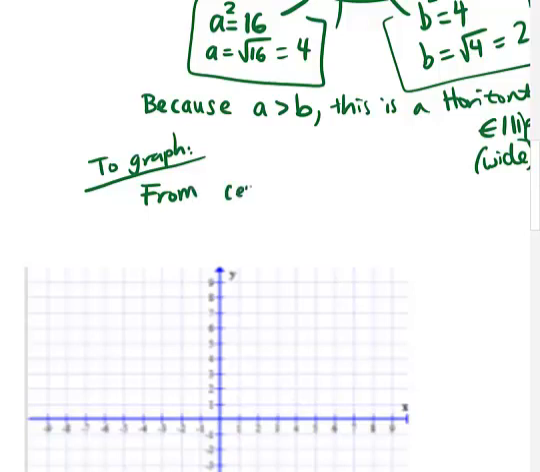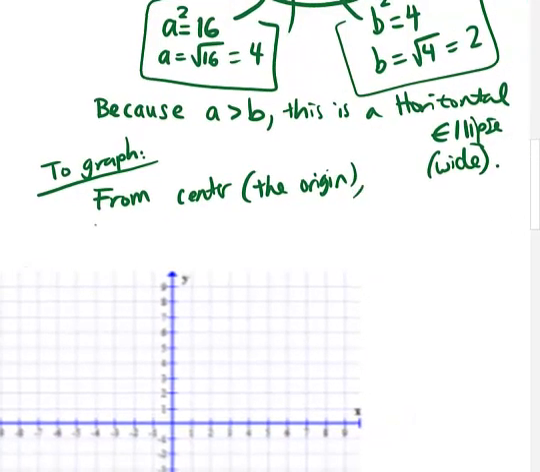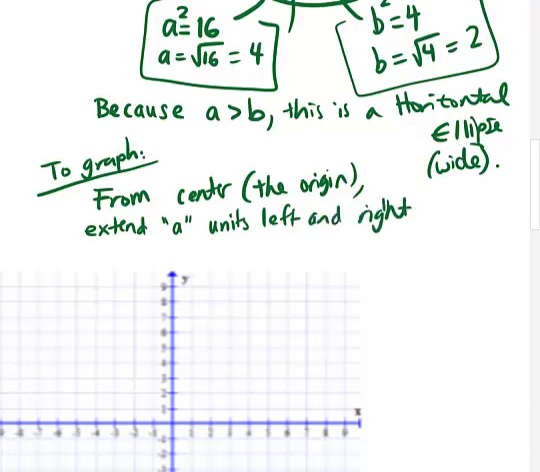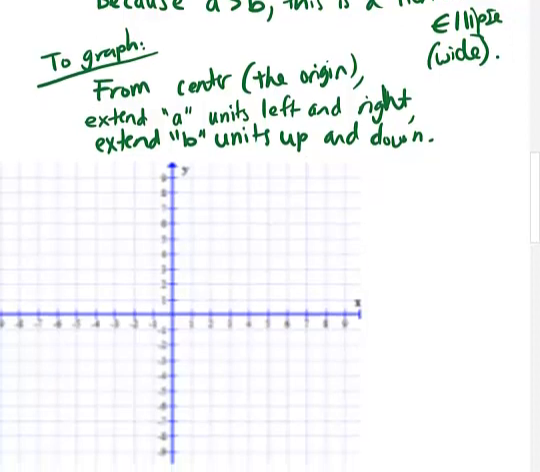So from the center, which in this case is the origin, because this objective is only talking about ellipses centered at the origin, I'm going to extend a units left and right, because that's what the value of a means. The number below x tells you how far left and right from the center the ellipse goes. And then I'm going to extend b units up and down, because that's what the value below y represents. It's how far up and down you go from the center.